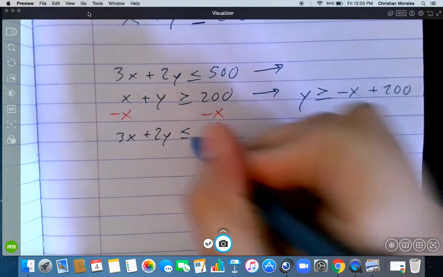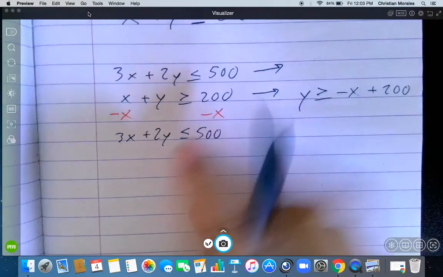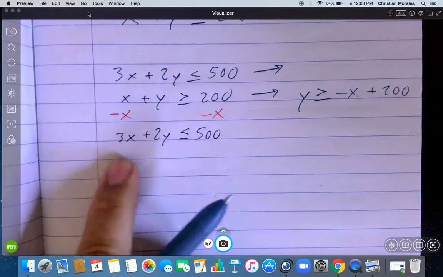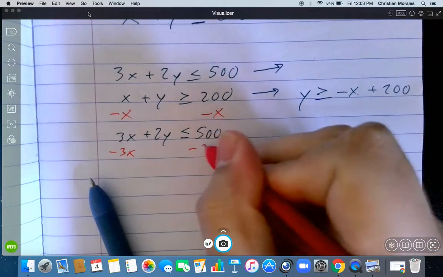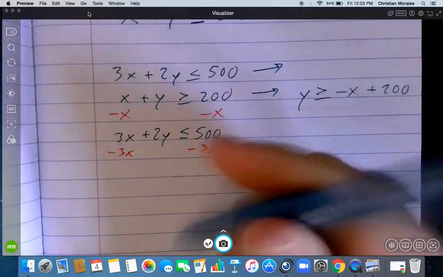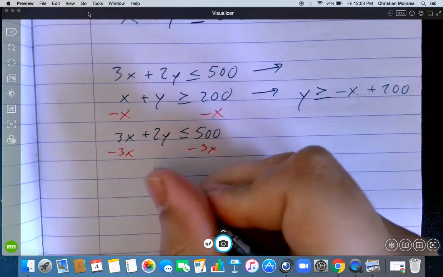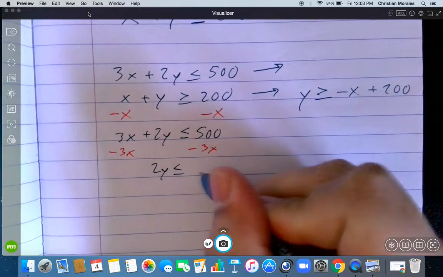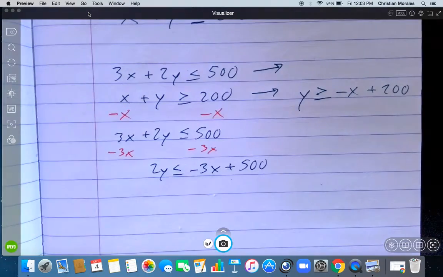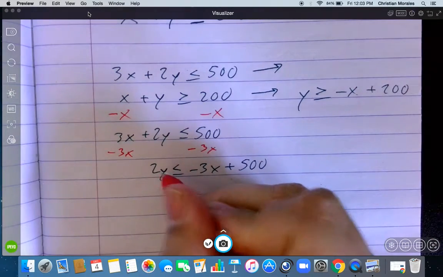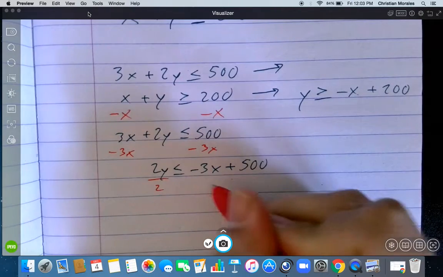To move the variables around so that y is the only letter here, we start by moving the 3x, and that'll leave you with 2y less than or equal to minus 3x plus 500. But now the 2 has to go. So that 2 has to cancel out. So I'm going to divide by 2.